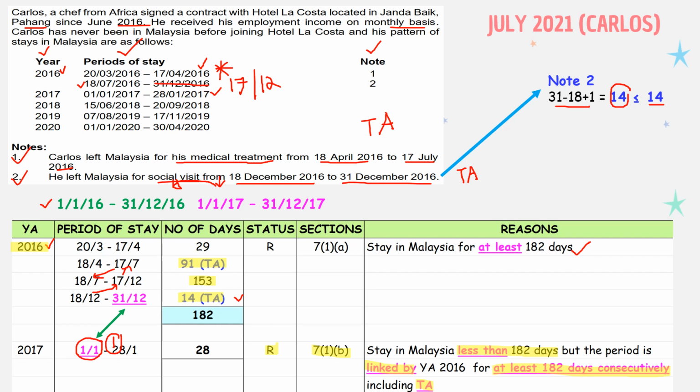Guys, based on my explanation, 1st January and 31st December are always related to each other. So it could be physically present, or it could be TA. It doesn't matter as long as these two dates are there. Alright? Okay, I guess that's all for the question July 2021.